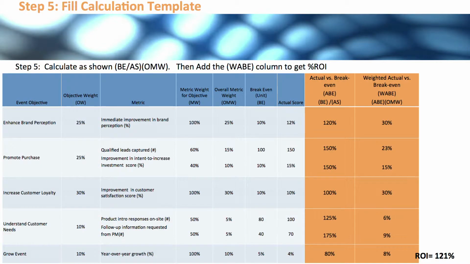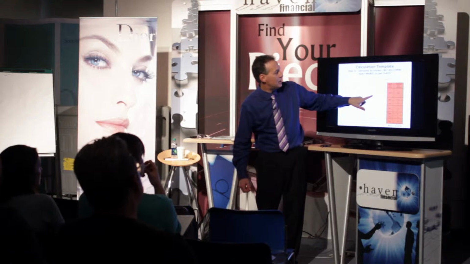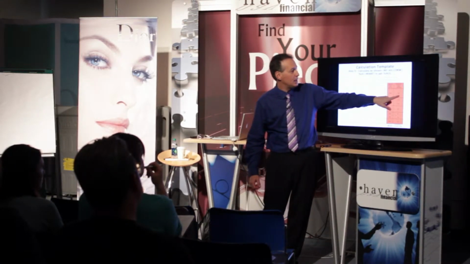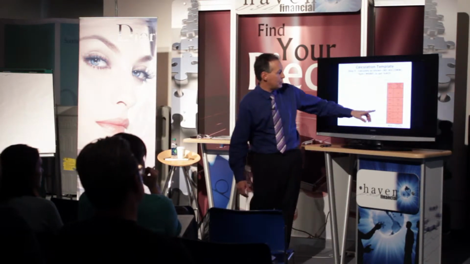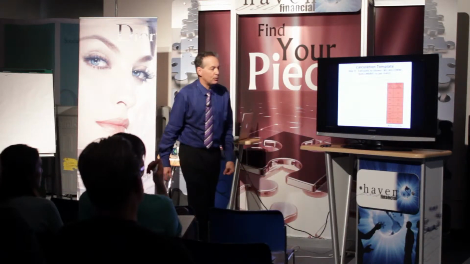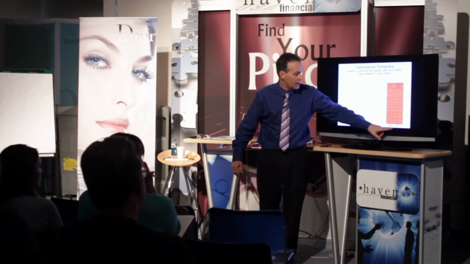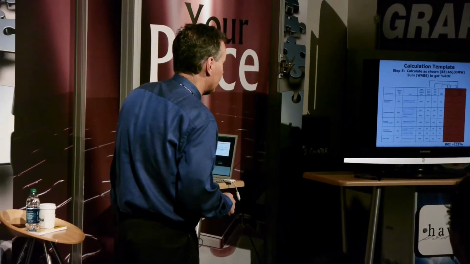So there's a little bit of math there at the top. So these two here multiplied together gets that. This here, 25% times 120% gives you 30%. It's explained a little more in detail in the book, and you can see how these just multiply through. It's just a simple math equation. And so these add up. These are all now percentages, and our ROI was 121%. So we did a pretty good job on this particular event.